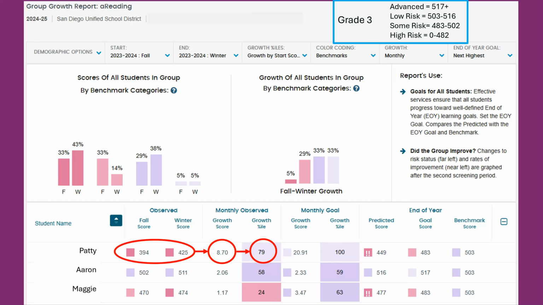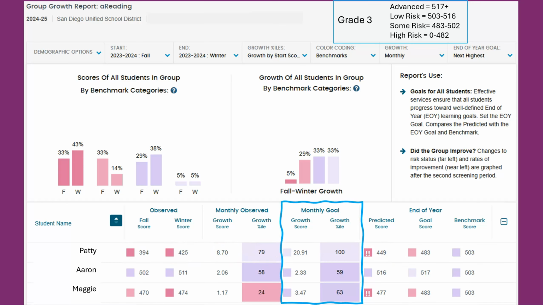If she continues at this rate, then her end of year predicted score will be 449, which will place her at high risk. This information lets us know that although she did make some progress, she will end up further behind by the end of the year unless we consider what instructional support she may need moving forward.